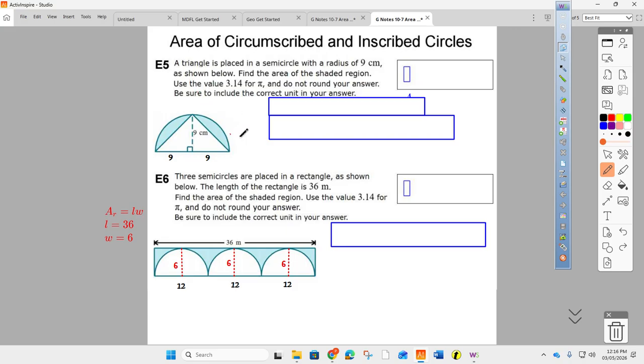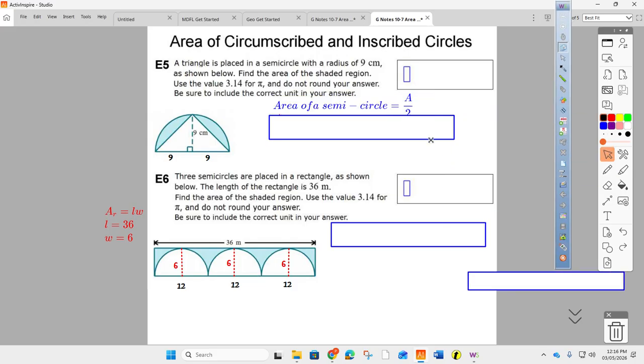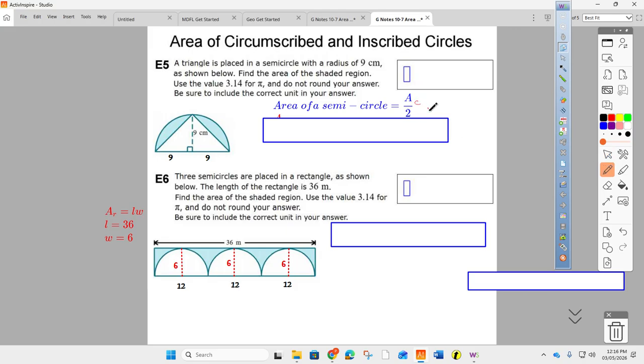It is a circumscribed triangle inside that circle, or you could say it's an inscribed triangle, I guess. Yeah, I get those back and forth. Anywho, the triangle is inside half of a circle or a semicircle. So we need to remember that the area of a semicircle is just the area of a circle divided by 2, or times 1/2 if you prefer.